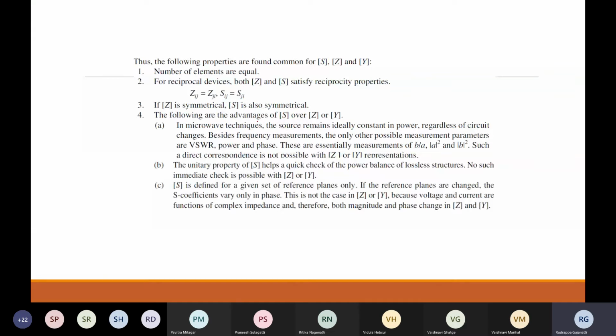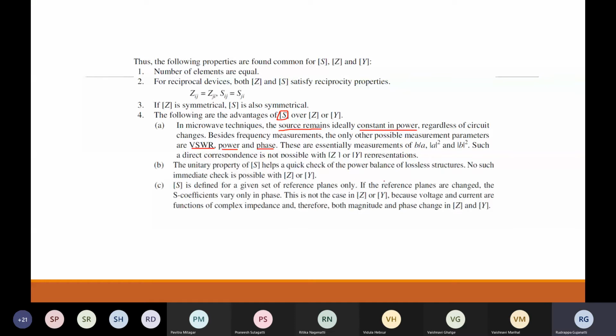when we are applying the conditions to obtain the S parameters, the source basically remains constant. That is, in terms of power, the power is unaltered. That is what we look out for. Then apart from this, the parameters we can measure using the S matrix are associated with the VSWR, that is voltage standing wave ratio, the power parameter, and the phase parameter.